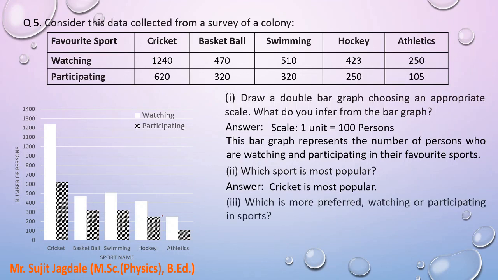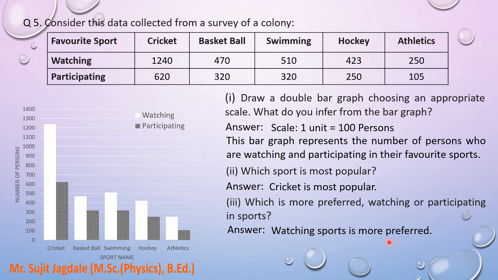Okay, the next question is, which is more preferred, watching or participating in sports? That means you have to find out whether the maximum number of people are watching or participating. It is also clear from the data. What will be our answer? Watching sports is more preferred, because if you observe all the numbers given in the watching column, they are larger than the participating column. So obviously watching sports is more preferred in the colony.